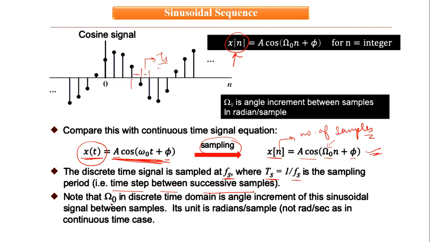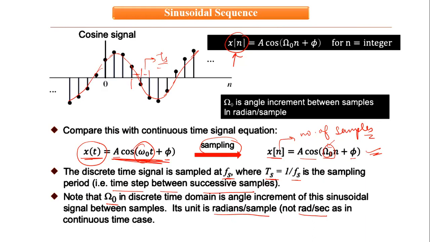Now this omega naught is nothing but the angle increment of the given sinusoidal signal between the samples. So by what value the phase of the given sinusoid is changing, right? Its unit is radians per sample and not radians per second. Radians per second is for the continuous omega naught, right? For this omega naught, it is always radians per sample, right? So this is what we have in the lecture basically.